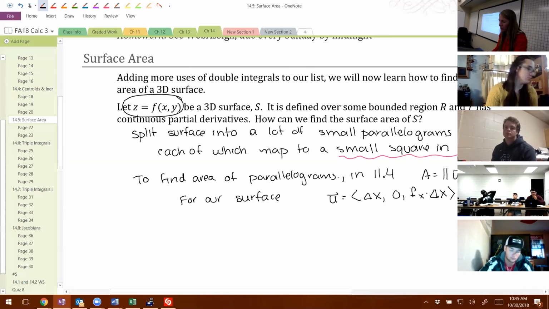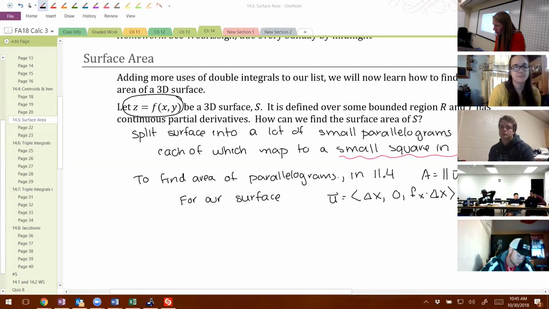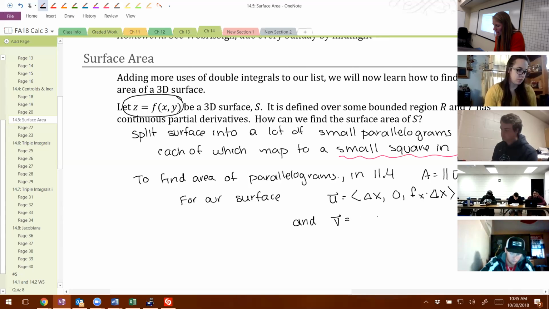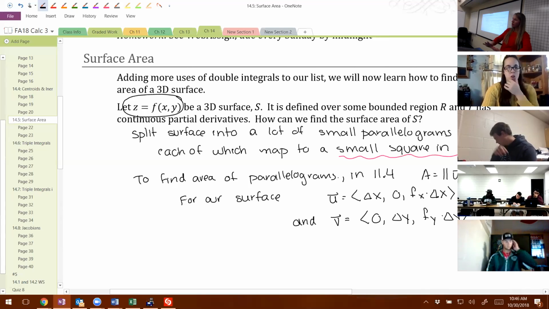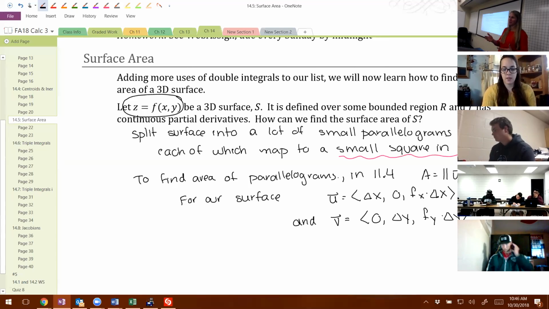If you're curious about it, feel free to send me an email. I'll send you that link, or I can try to explain it myself. And for v we're going to come up with something pretty similar, only we're going to have 0 in the x direction, and then the change in y, and then the partial with respect to y times delta y. As long as you trust me on where those come from, the rest of this should fall into place pretty nicely.